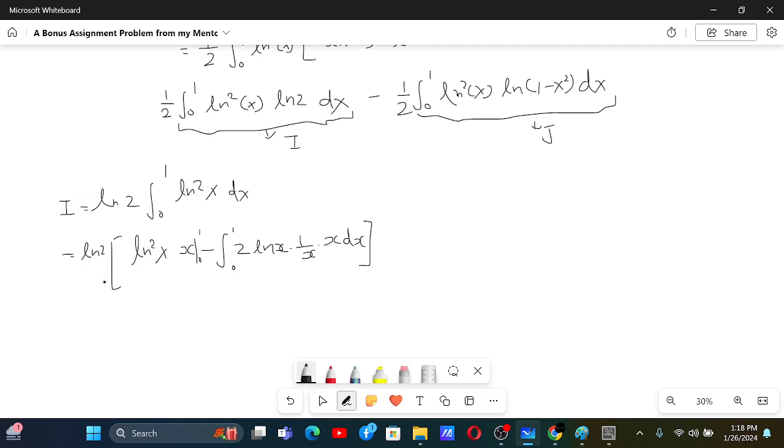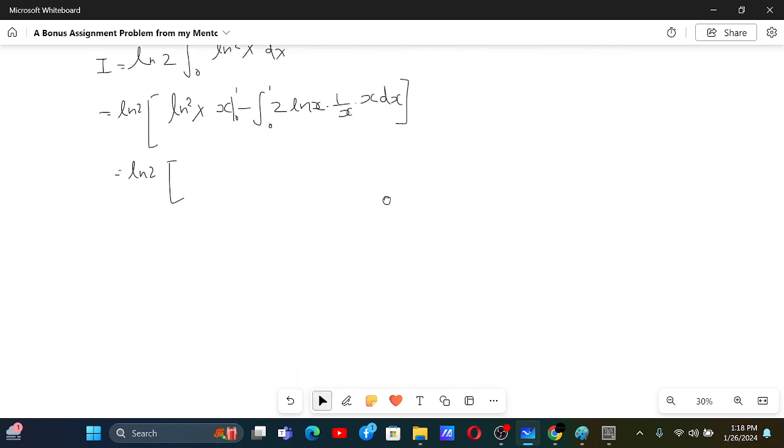Okay, and now this will be ln 2. Now at 1, ln square 1 will just be 0, and 0 times 1 is 0, and at 0 also this will be 0. For that we will need to take limits. We cannot directly place the values, so limit x tends to 0 of ln square x times x. Basically what we can do is use L'Hopital's rule if we take it to infinity by infinity form. So in this form, this is infinity by infinity form, so we can use L'Hopital's rule.